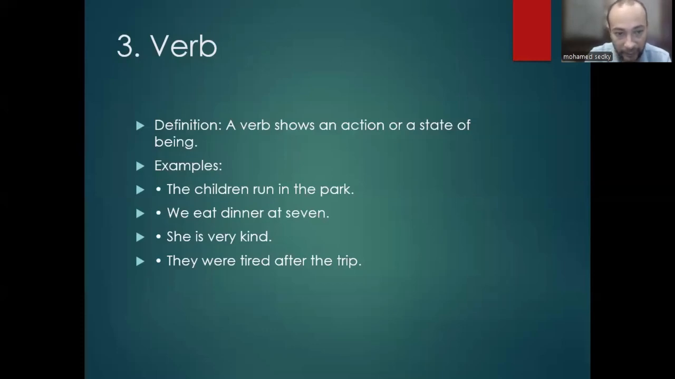The second example, we ate dinner at 7. So here again we're having an action verb. Another example, she is very kind. Now the verb is doesn't refer to an action. It refers to a state of being, what kind of person she is. And the last one, they were tired after the trip. So it refers here to the condition of those people that were tired after the trip.